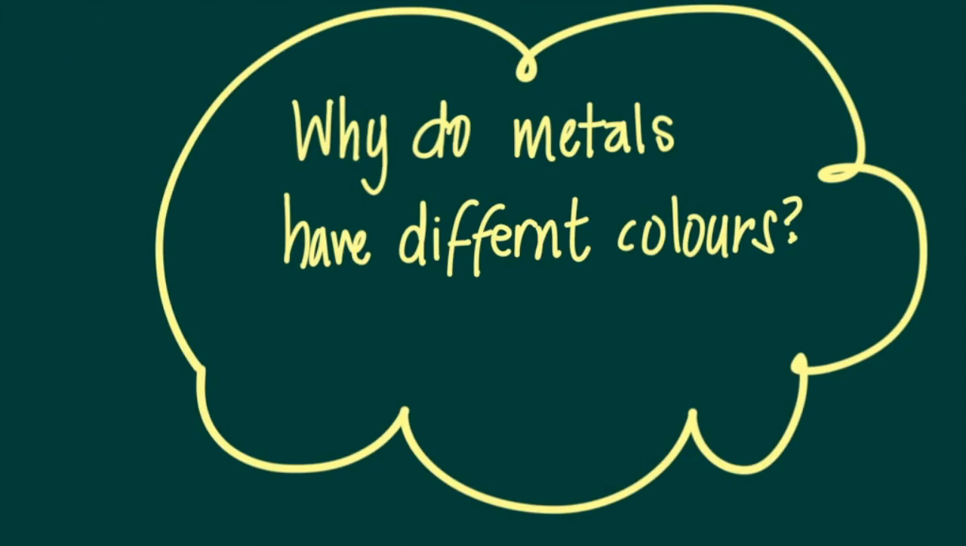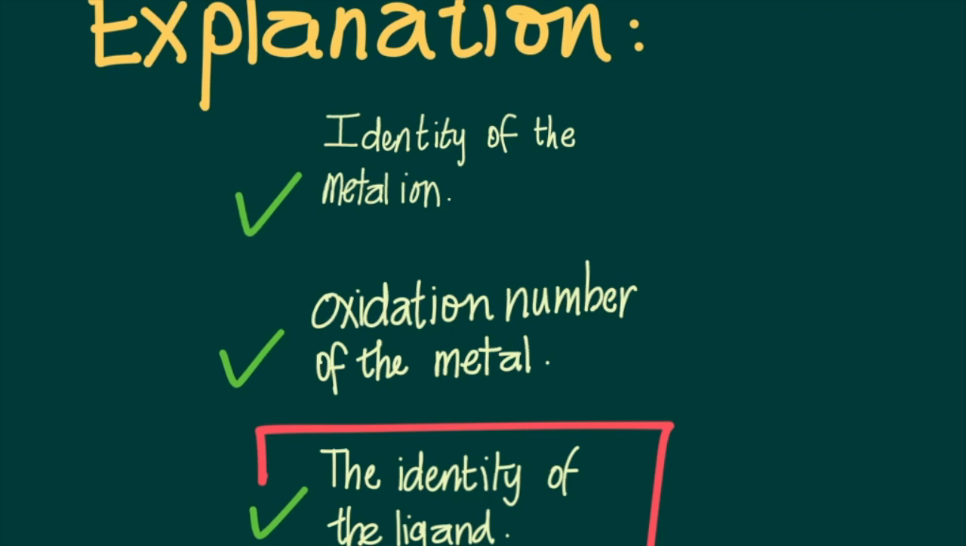So why then do the metals have different colors? Well, the explanation for this has to do with the identity of the metal ion. It also has to do with the oxidation number of the metal. In this case, Cu was the metal, copper, and the oxidation number, +2.